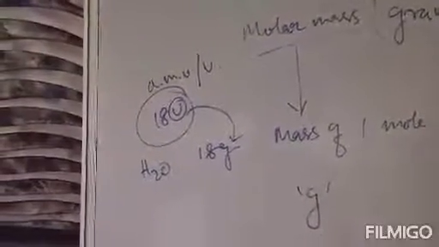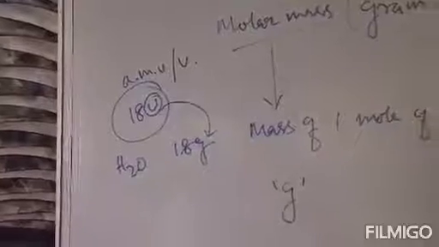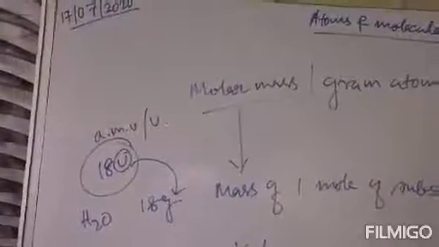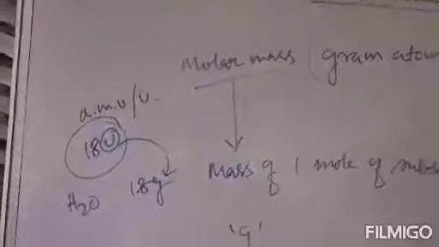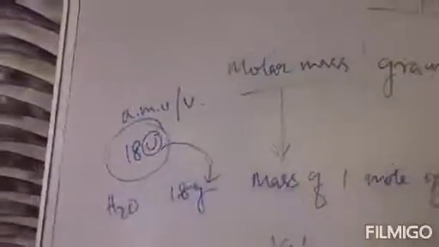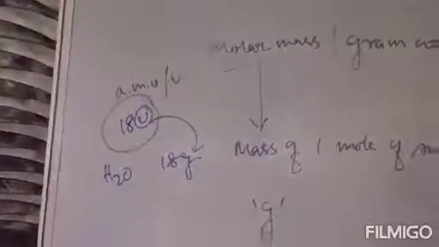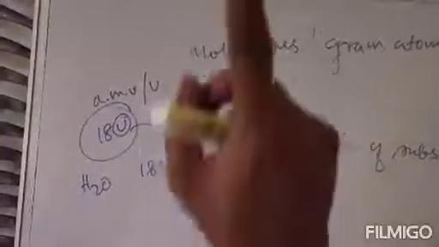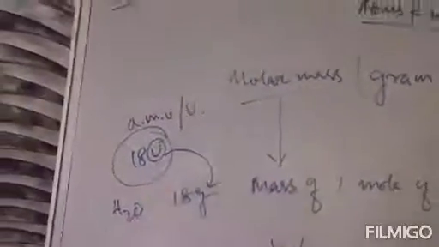Clear? That means if a question is asked to write the molar mass of H2O or molar mass of water, we will say its molar mass is 18 gram, not 18 U. 18 U is the atomic mass unit. But when we talk about molar mass, we will use gram instead of U. So the molar mass of water will be 18 gram and the atomic mass unit of water will be 18 U.